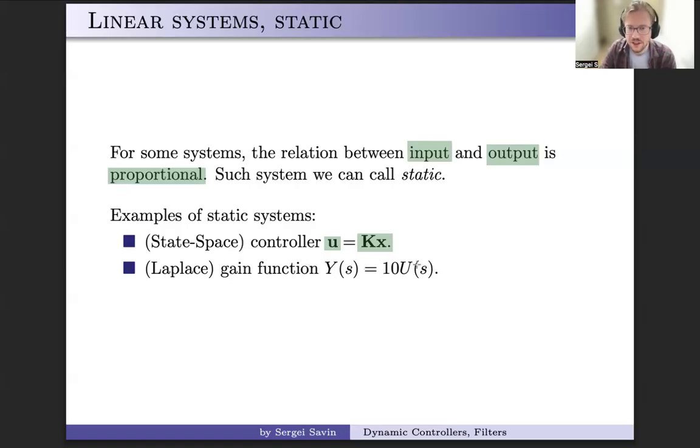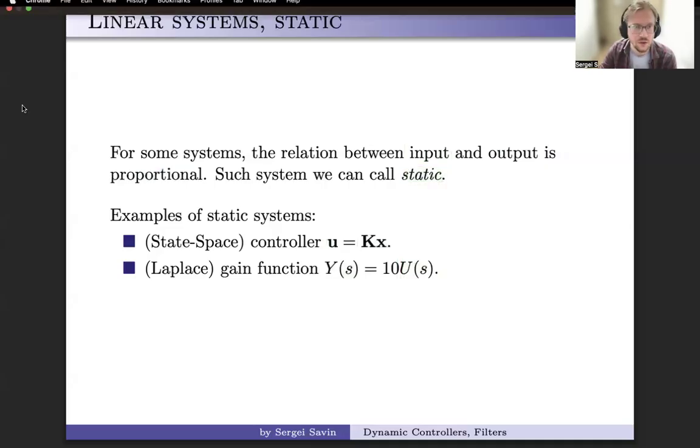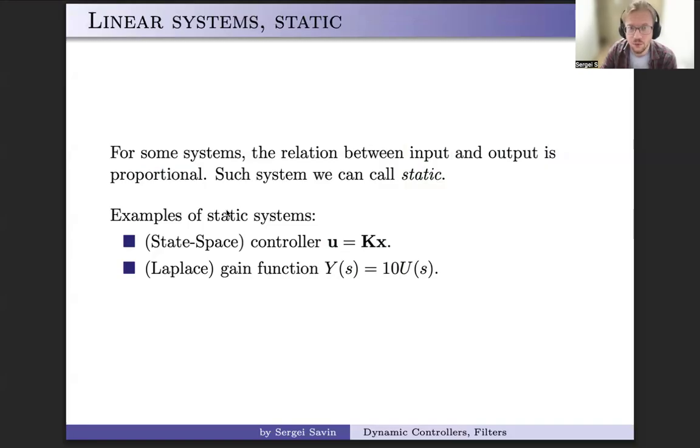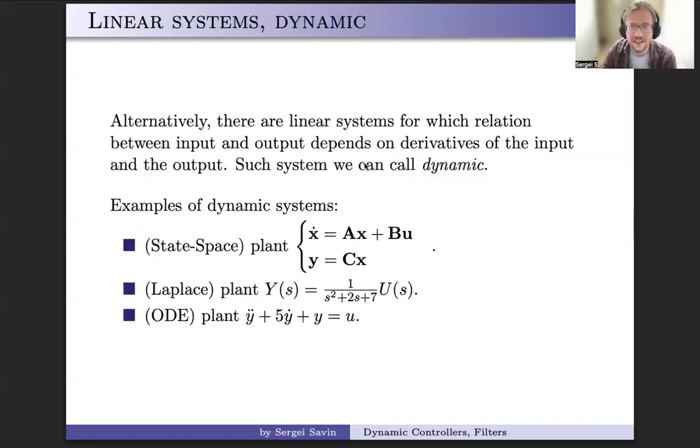In Laplace domain, we can say that Y equals 10U is also an example of a static function. It just multiplies this input function in the Laplace domain by 10. Again, there is no change, nothing happens. All right, to understand why we created this term, let's see its antagonist. So the other term that is quite important is dynamic systems.